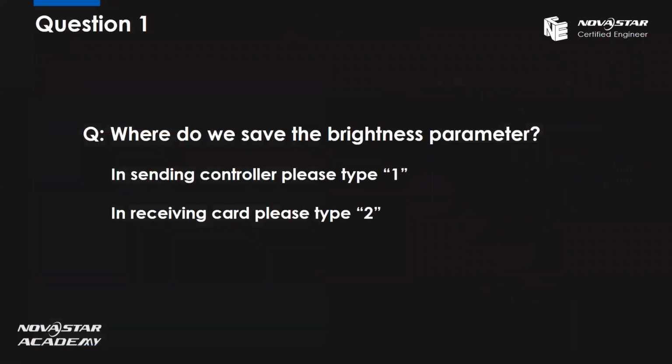Okay, now I have a question. So the question is, where do we save the brightness parameter? In sending card controller, please type 1. In receiving card, please type 2. Please type your answer in chat area. We will give out the answer during Q&A session.